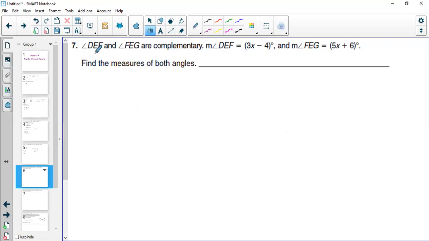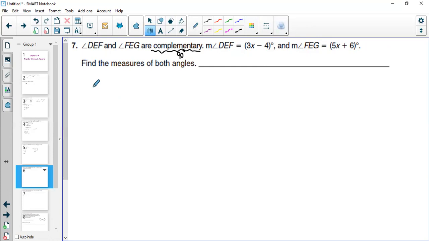Okay, angle DEF and FEG are complementary. So highlight the words and immediately write down the numbers which they are telling you. So this is 90 degrees. Angle DEF is this much and angle FEG is this much. Find the measure of both angles, which means when you add angle DEF and FEG, that should give you 90 degrees because both of them are complementary.